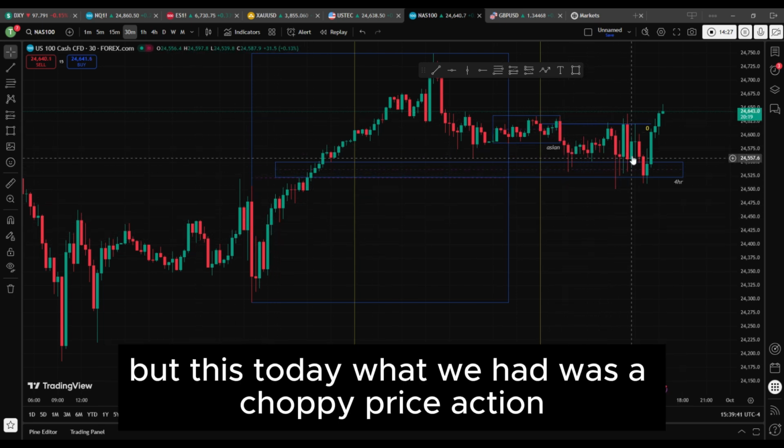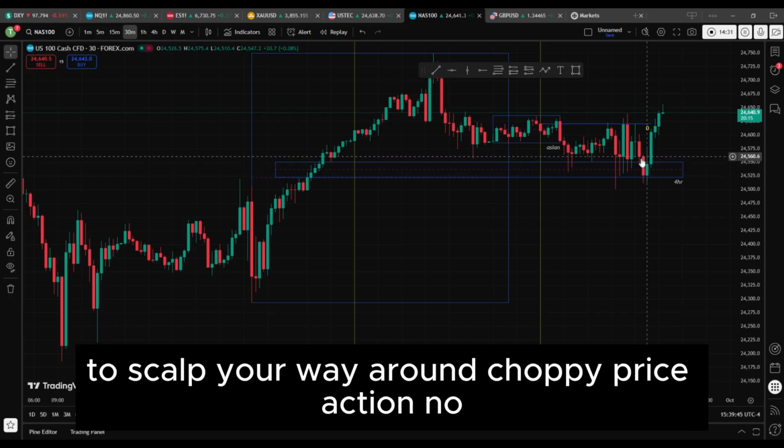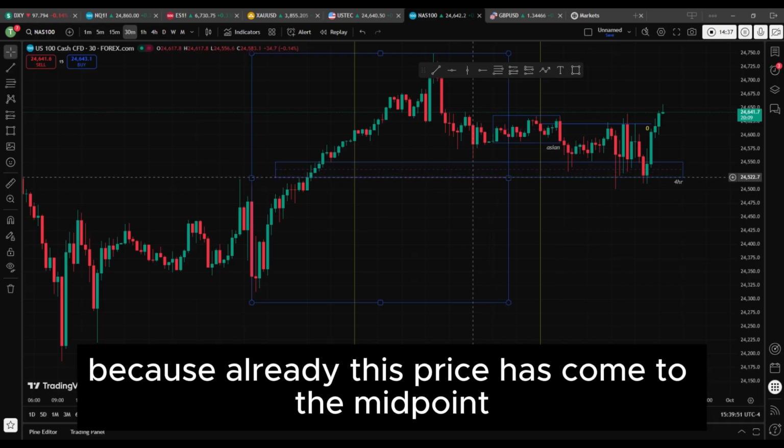But today what we had was choppy price action. There is a way to move around and scalp your way through choppy price action. Literally 2 points to take. The price had already come to the midpoint.